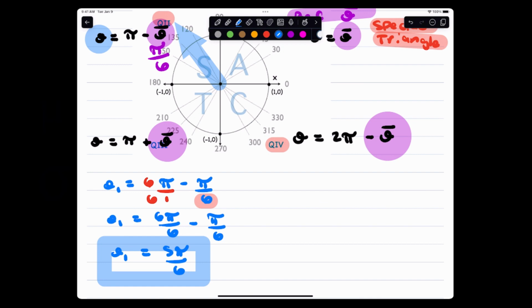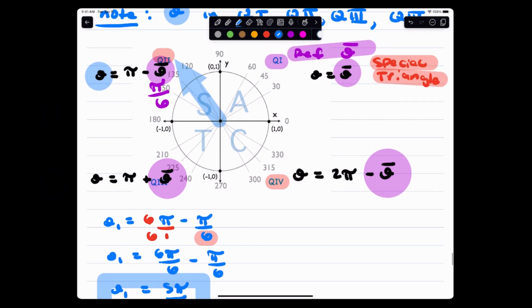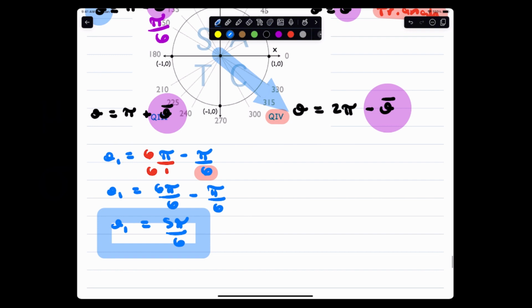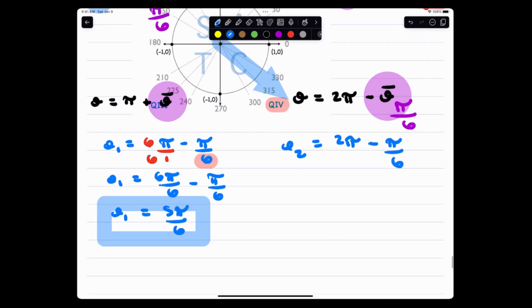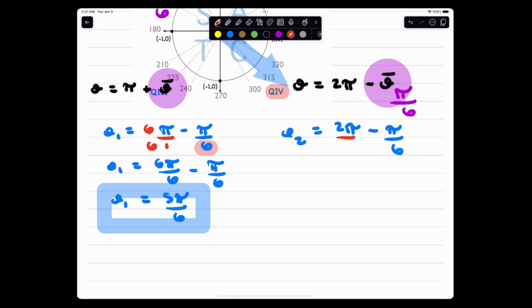And that's your first solution. However, you might say, how do I get the other solution? Okay? The other solution, ladies and gentlemen, is in quadrant 4. Now, since my reference angle is pi over 6, you're going to do the arithmetic, meaning the second solution, which I call theta 2, is 2 pi minus pi over 6. Do your what again? Arithmetic. Good. What is it going to be?